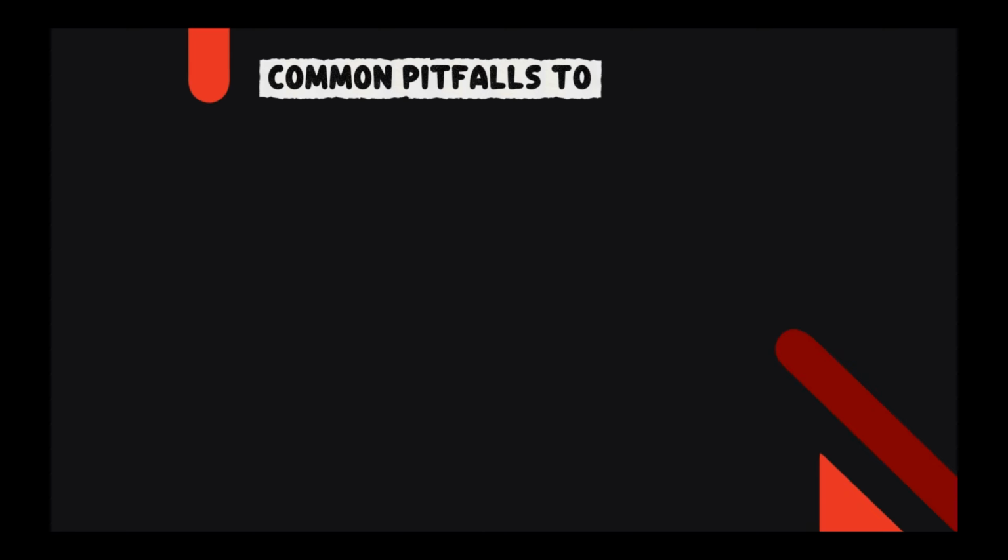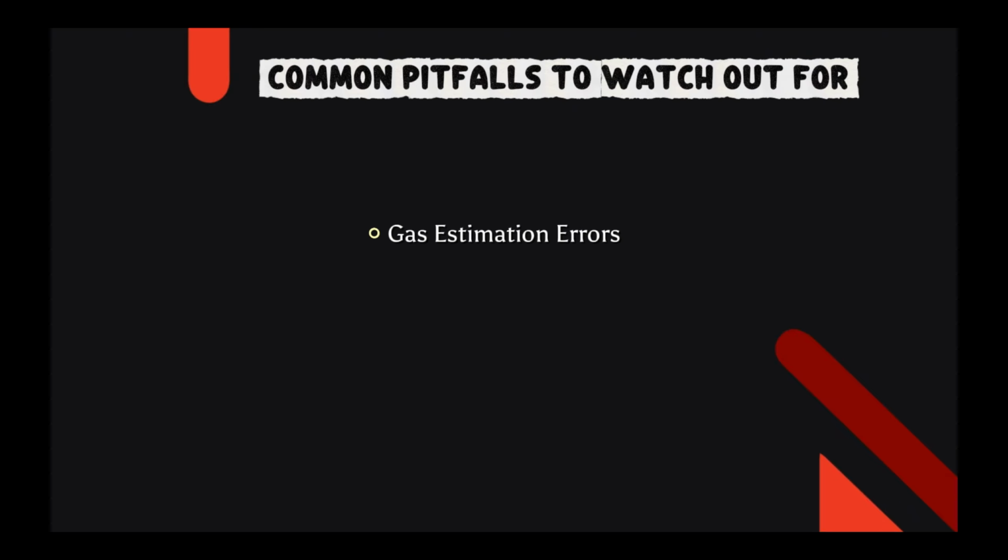Finally, a few common pitfalls to watch out for. Gas estimation errors. Always check that you've set a high enough gas limit. Large contracts or complicated constructors can exceed the default. If you get an out of gas error on deploy, you may need to refactor or provide more gas. Network selection. Double check you're on the right network, mainnet versus a testnet. It's easy to accidentally deploy to the wrong chain or a local network.